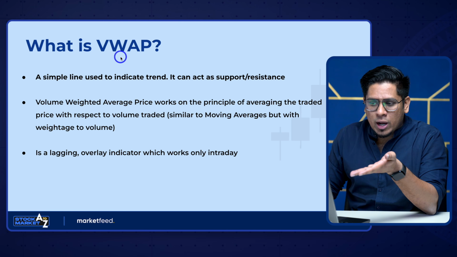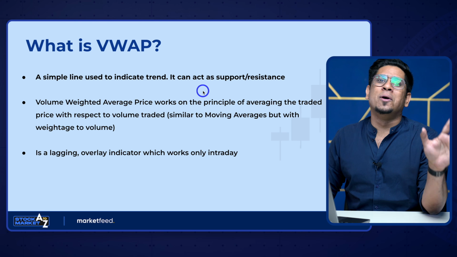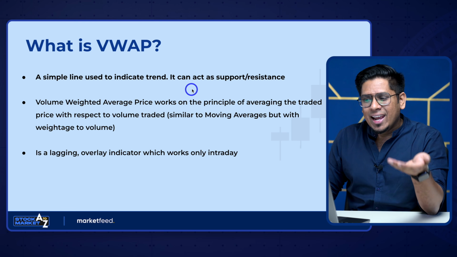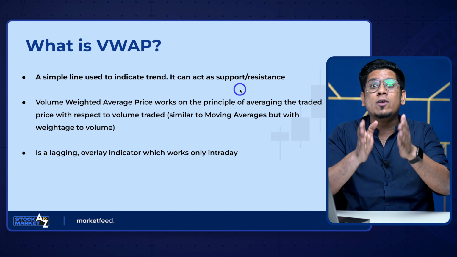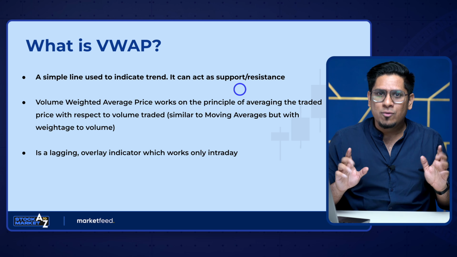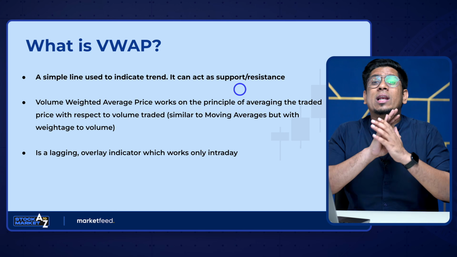Now again, if you look at VWAP, this line repeats, which was there for Supertrend also: VWAP is a single line used to indicate trend. It can act as support and resistance. So the practical application of VWAP is also very similar to the practical application of Supertrend. When we go into the chart and I show you how to practically use this, you'll easily understand what I'm talking about.